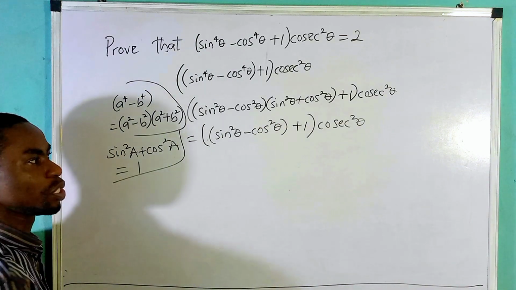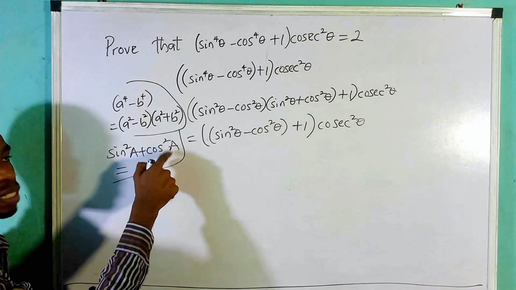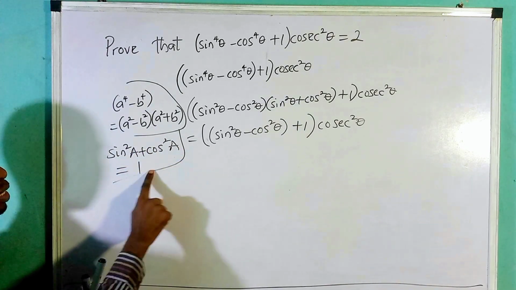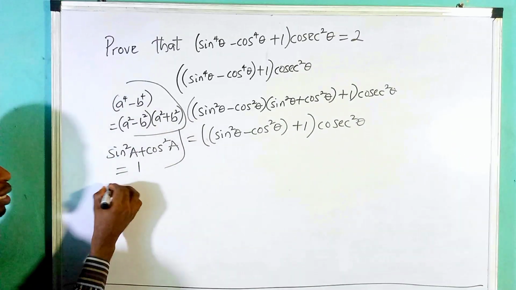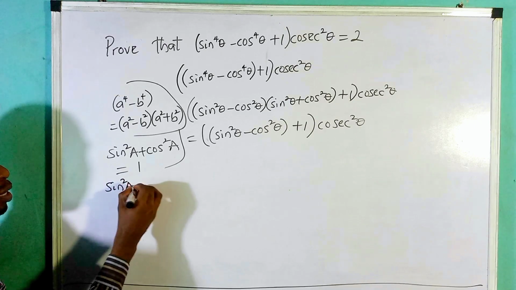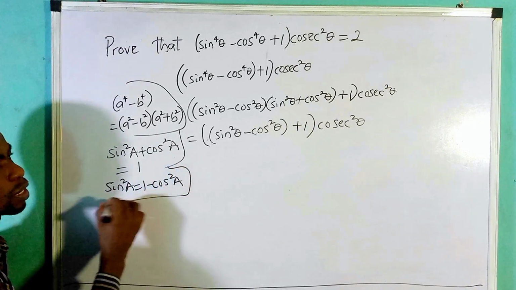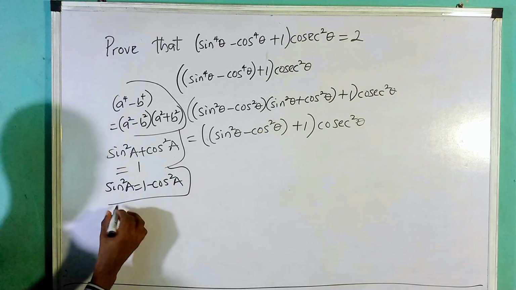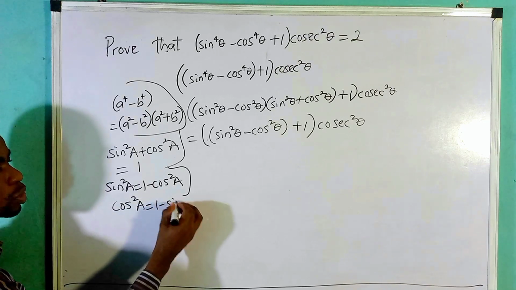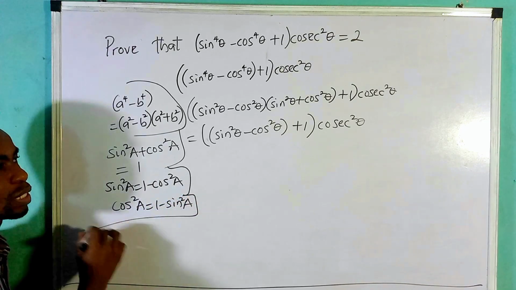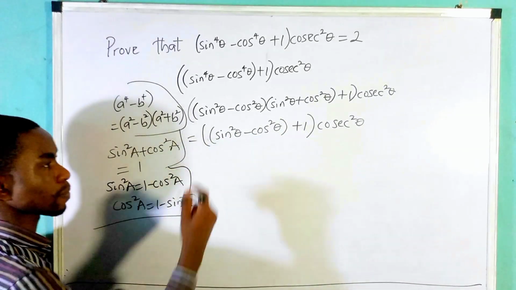Now, I'm still going to change cos square theta. Come back here. Sine square theta plus cos square theta equals 1, right? We could also say, if we want to make sine square theta the subject of the formula, that sine square a equals 1 minus cos square a, right? Or we can say cos square a equals 1 minus sine square a. Any of them works, but for this, I'm going to change cos square a, or cos square theta.